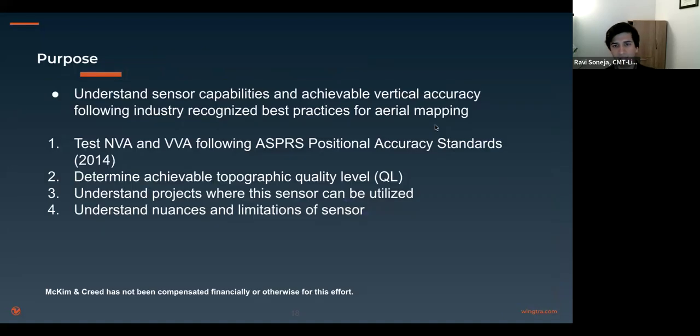And again, we look at this sensor aircraft integration as an unmanned fixed wing high density airborne LiDAR system for wide area topographic mapping. From our perspective, what we wanted to understand is the sensor capabilities and the achievable vertical accuracy following industry recognized best practices. I won't go through everything on the slide, but there were really two things that we were testing for and trying to understand. What we're talking about today is probably in the neighborhood of about 40 hours worth of work between the field and the processing in the office that we're condensing down for today's webinar. So if you have questions or something you'd like to know more about, please ask during the webinar.